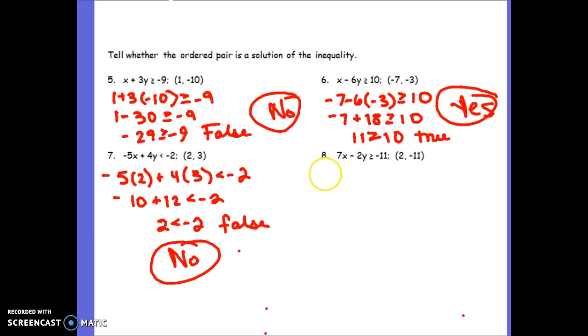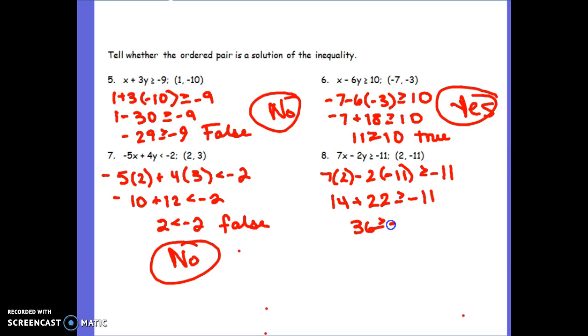And number 8, 7 times 2 minus 2 times negative 11 is greater than or equal to negative 11. 14 plus 22 greater than or equal to negative 11. That'd be 36 is greater than or equal to negative 11. That's true. So this is a yes. It is a solution. Okay, moving on to number 9 and 10.